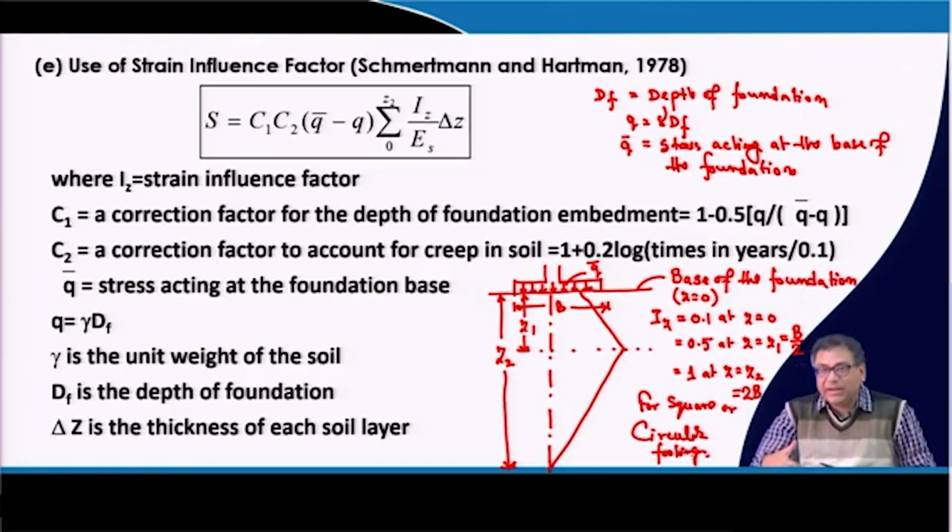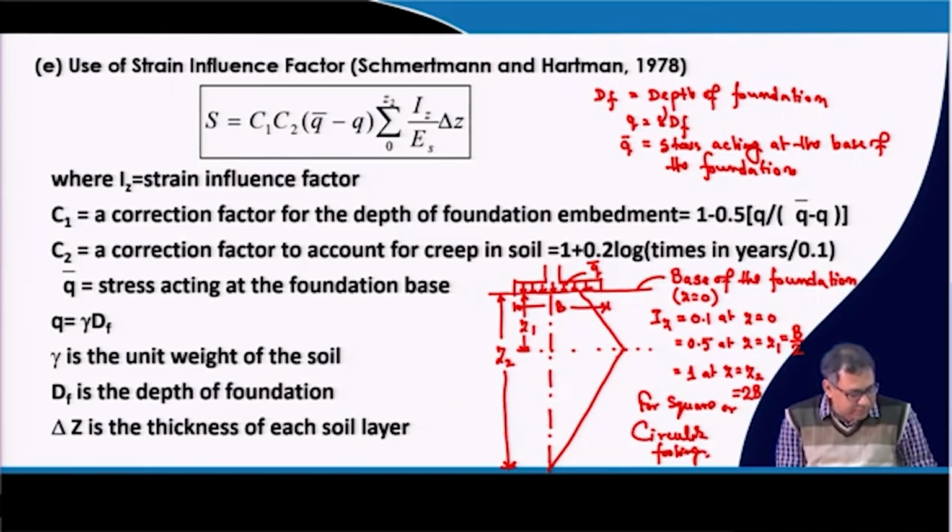Now, Z2 is basically the influence zone that is considered during the calculation. As in my previous settlement calculation problems, I said that the influence zone from the base of the footing you have to take as twice B. So, here also it is taken up to twice B, but that is for square or circular footing. This Iz value will increase with depth up to a certain depth, then it will decrease. Okay. So, how will this Iz value be calculated?